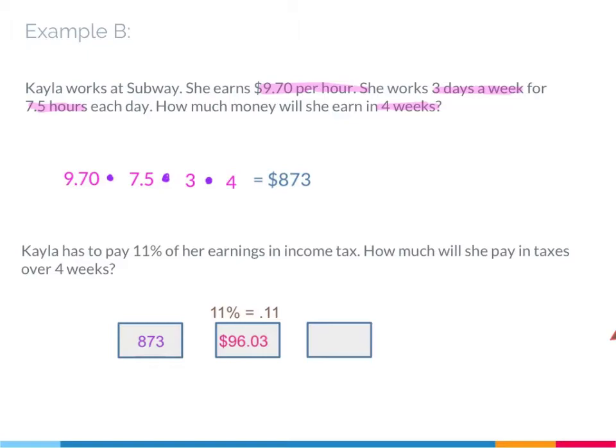So now I should do some subtraction. Oh, no, wait. The problem just asked me how much will she pay in taxes. So since I'm only trying to figure out how much she's going to pay in taxes, I know that's going to be this $96.03. I don't need to go any further because I'm only looking for the tax. Now let's move on to example C.